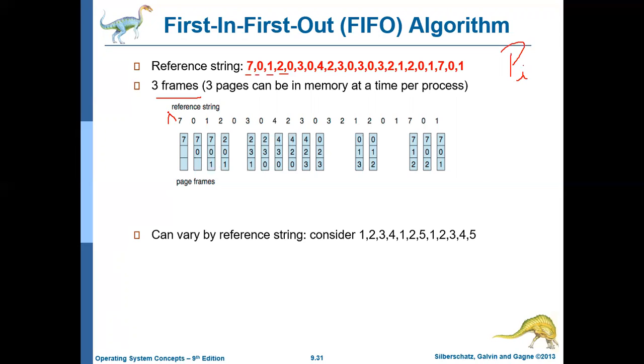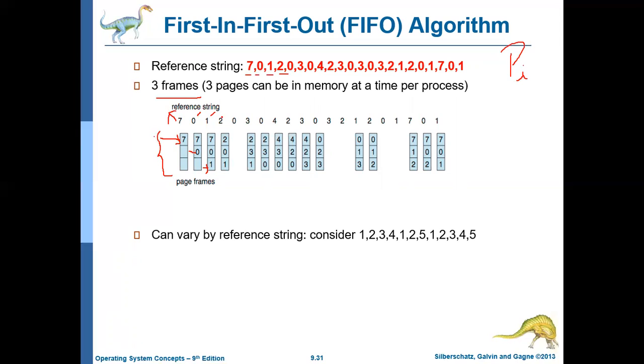So 7 will create a page fault, and obviously that page will be brought from the hard disk and kept in the first location. Next, 0 will create a page fault and it will come to the second location. Next, 1 will create a page fault and it will come to the third location. Our assumption is there are only 3 empty frames. Now all the 3 empty frames are filled, and there are no more empty frames.